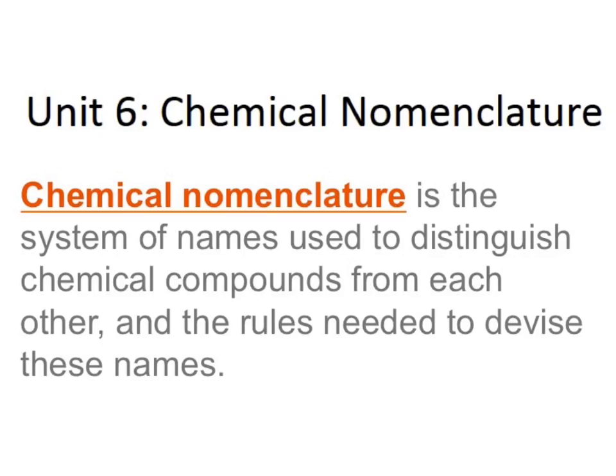Okay, the unit that we are in is Unit 6, and it is called Chemical Nomenclature. So, nomenclature, you should maybe have heard that word back in biology. I'm not going to say that you have, but nomenclature is the process of naming something.